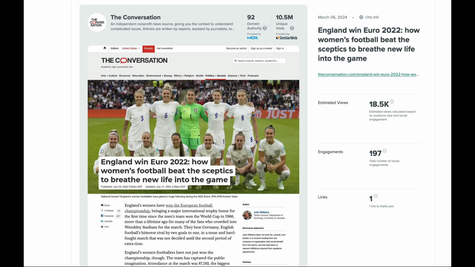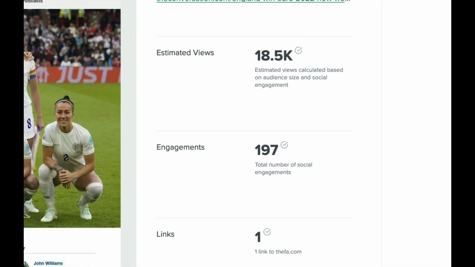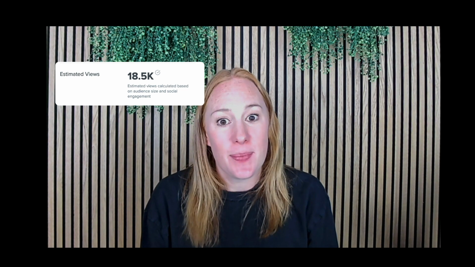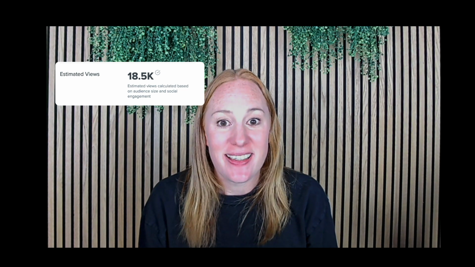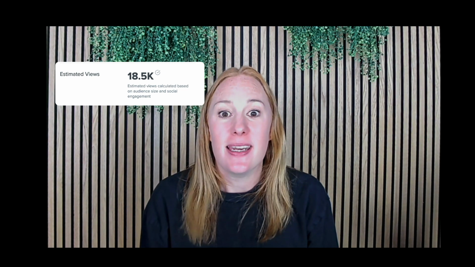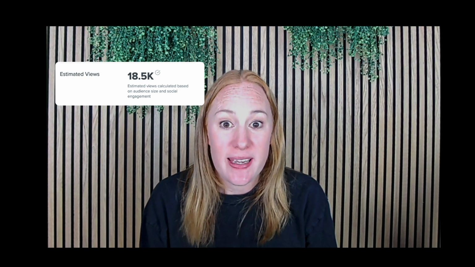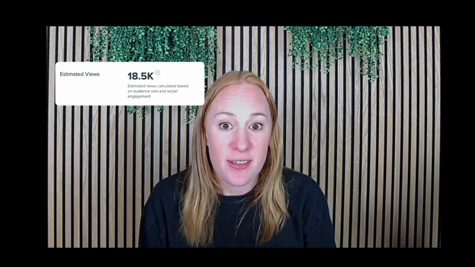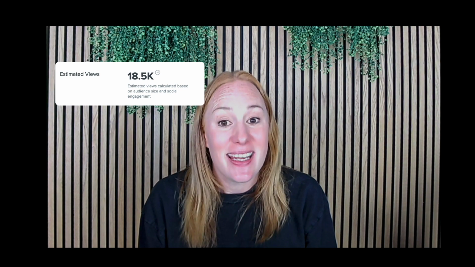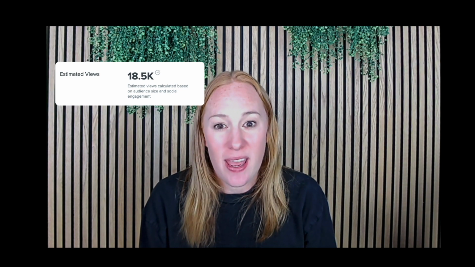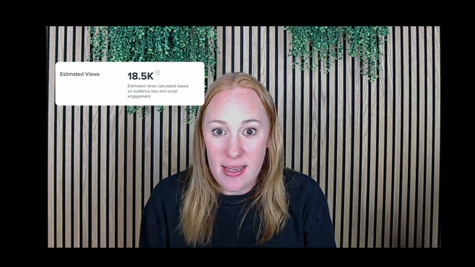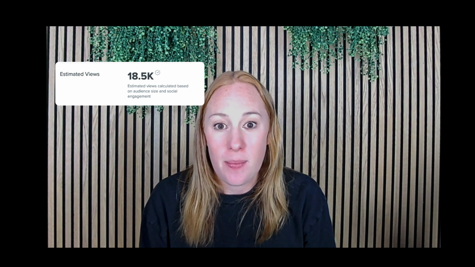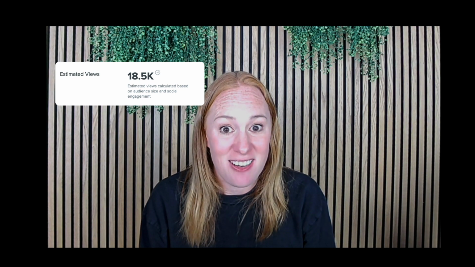So now let's have a look at the article level metrics, which are on the right-hand side. Now, first up is estimated coverage views. And as the name suggests, this is an estimation of how many people will see that piece of coverage in its lifetime. And yes, it is an estimation. However, we have worked on this algorithm for many years now, and it's been tried and tested by many people, and we have been told it's pretty accurate.